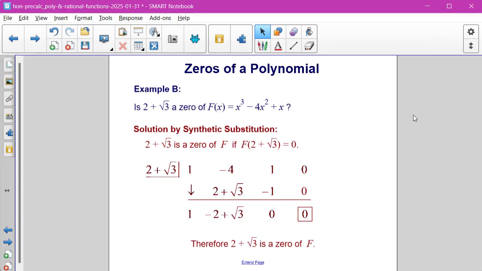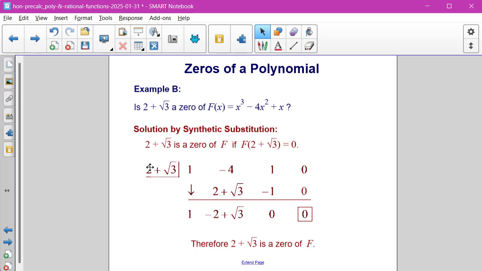We can also find the solution through synthetic substitution. So again, we write down all of our coefficients, 1, negative 4, and 1, and then 0 because there's no constant term at the end, so we have to put a 0 in its place. Bring down the first one. 1 times 2 plus square root of 3 is 2 plus square root of 3. Add straight down, but only combine like terms. So negative 4 plus 2 gives us negative 2, and there's no square root of 3, so 0 plus square root of 3 is square root of 3.